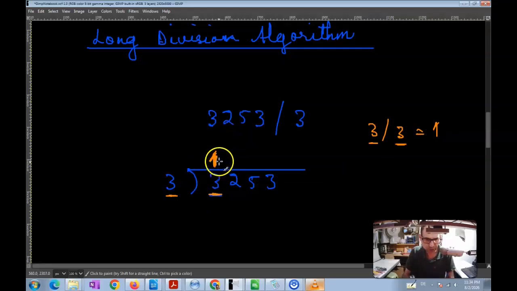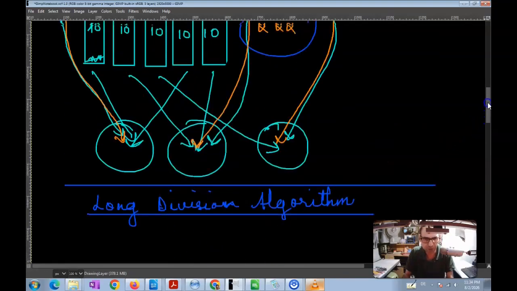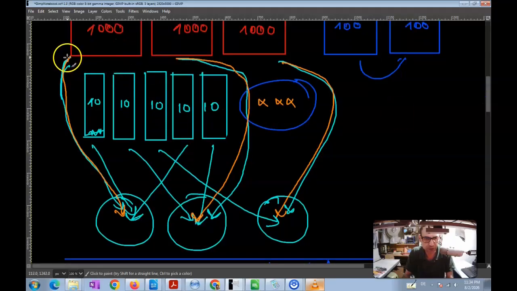So the meaning of this 1 is that when I divide these 3 groups among these 3 groups, each of the groups is going to get one group of 1000, which is exactly what we got over here. So this group got one group of 1000, this group got one group of 1000, and each group gets one group of 1000, right?